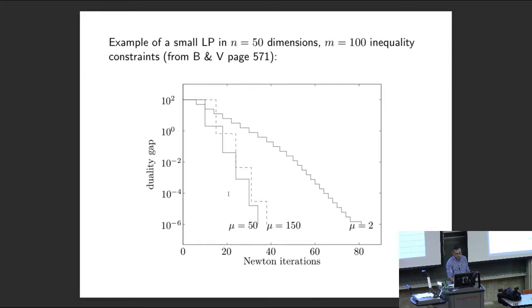So there's quite a robust performance as a function of mu. And all these are, let's say, bringing the duality gap down to something quite small in a reasonable number of iterations total.